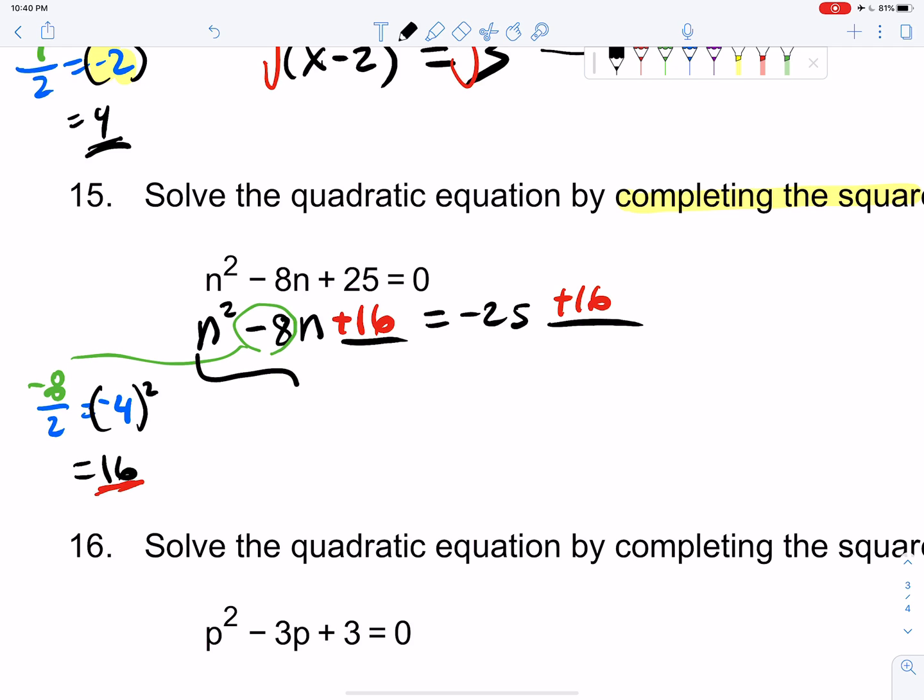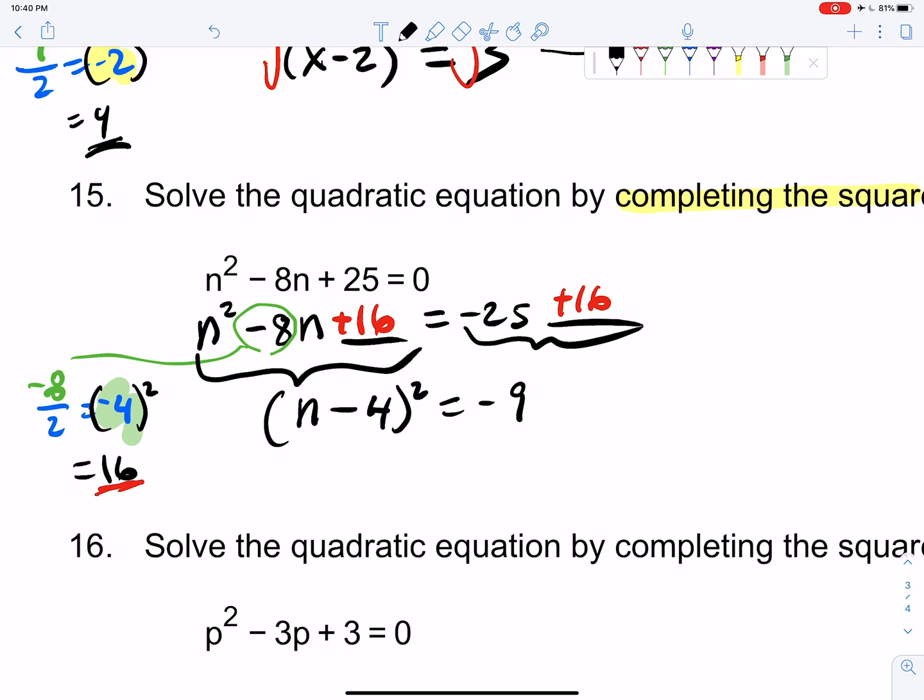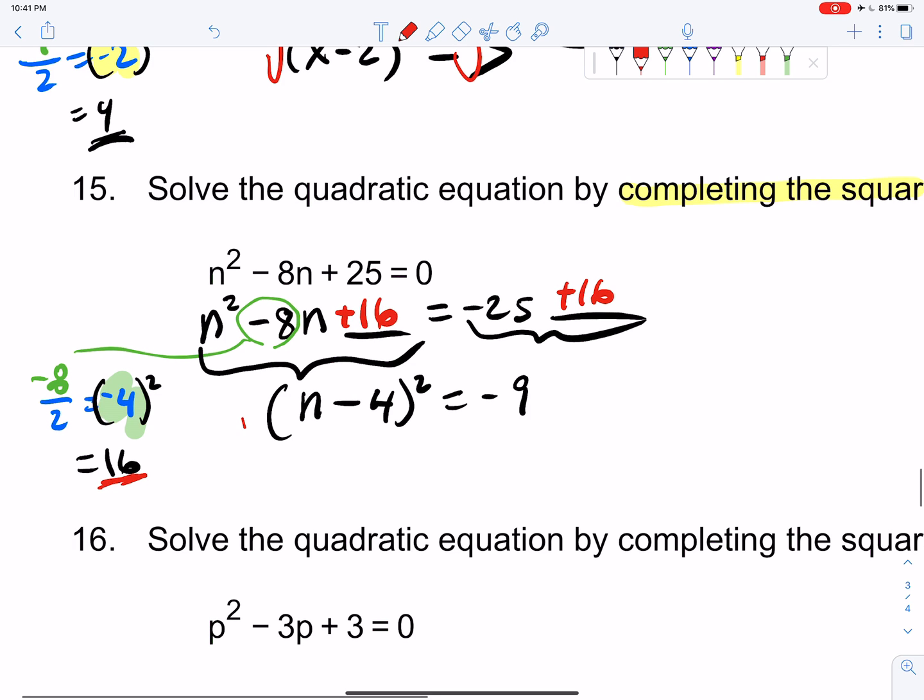What does this factor down to? Well, it better be a perfect square. That's what I'm going for, huh? So I get (n minus 4) quantity squared. And where did I get that? Once again, don't look too far. It's going to be right there every single time with this procedure. And I've got -25 plus 16, which gives me -9. Now I square root both sides.